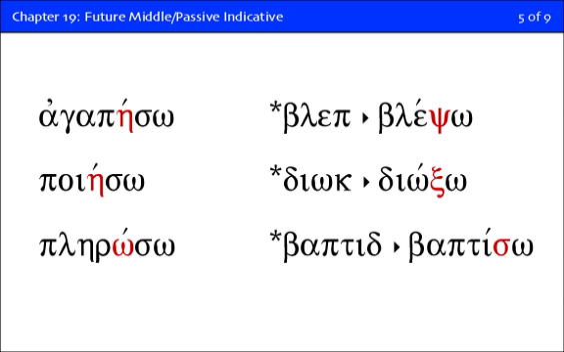What's going on in the right-hand column? If you have the root blep, it goes into the present as blepo, I see, but it goes into the future as blepso. Why? Square stops. Any stem that ends in a labial, when you add a sigma to it, you pronounce it as a ps. So why not write it as a psi? So blepso is I will see.